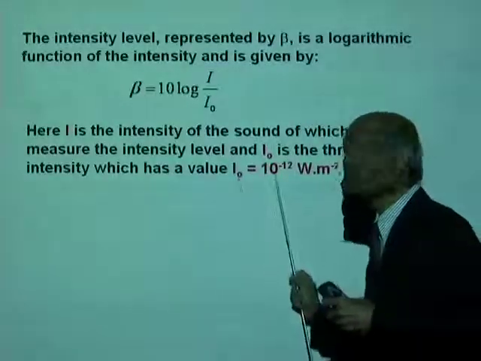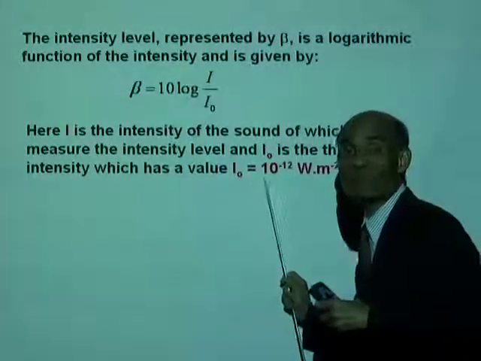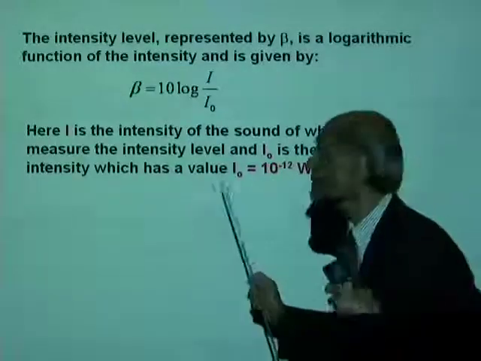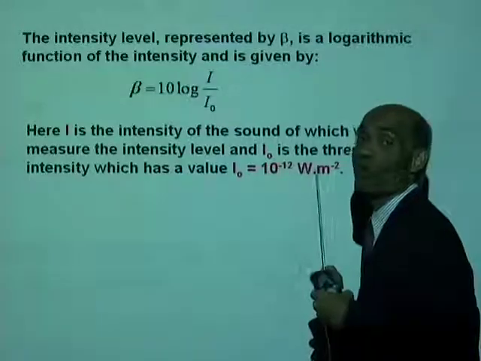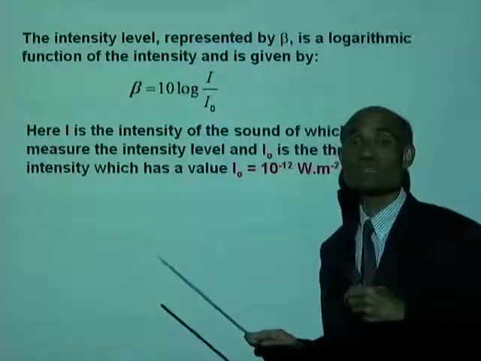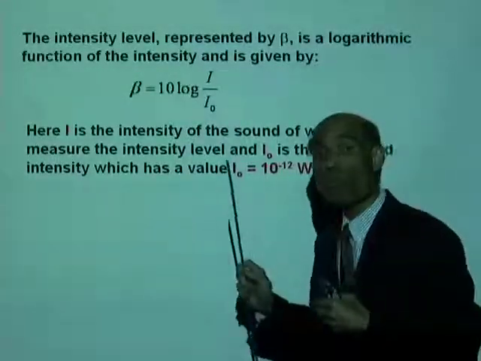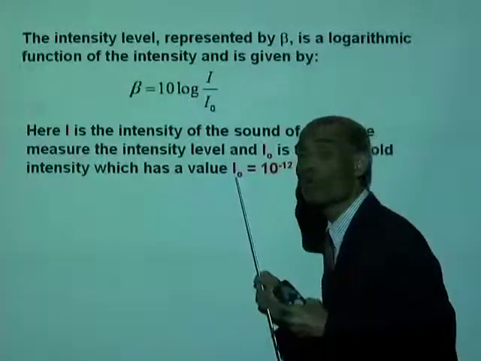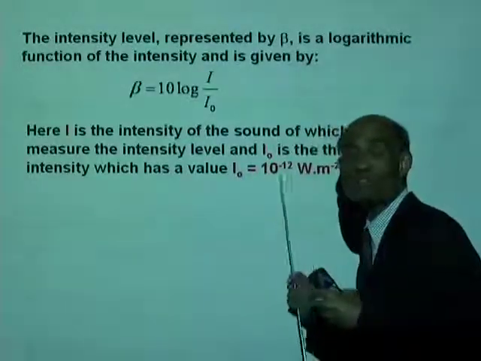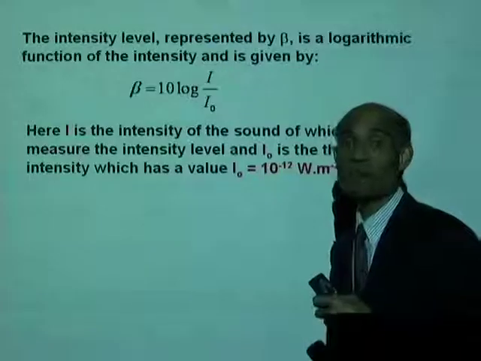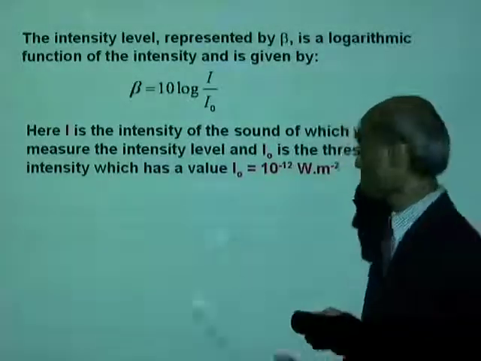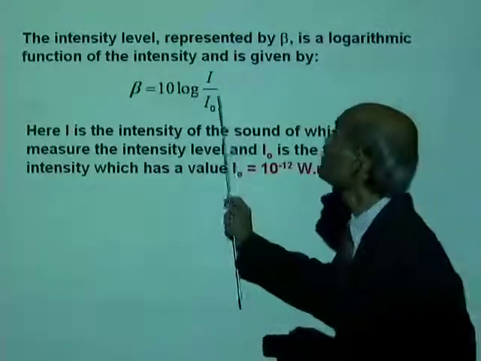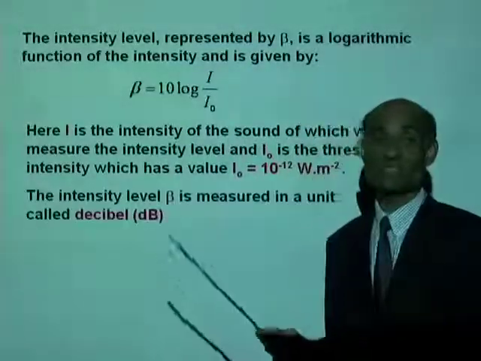And the threshold of intensity has a value for the human ear. It is 10 to the power of negative 12 watt per square meter. So wherever you want the value of I0, always use this value, 10 to the power of negative 12 watt per square meter, and that is the threshold of intensity.